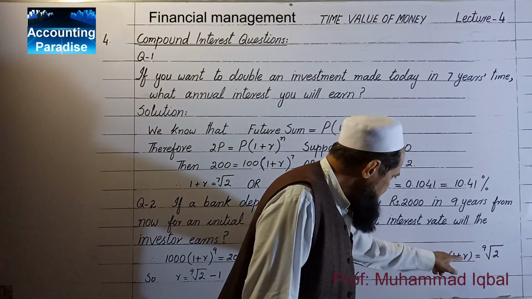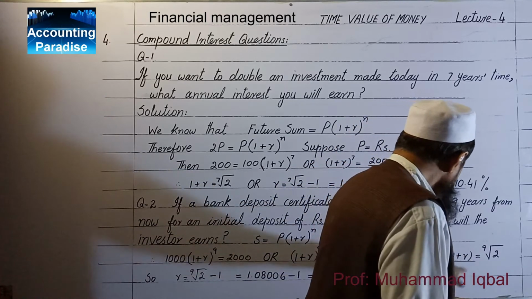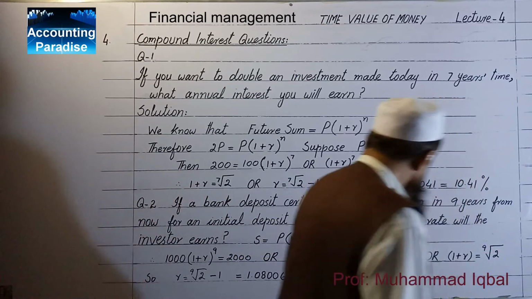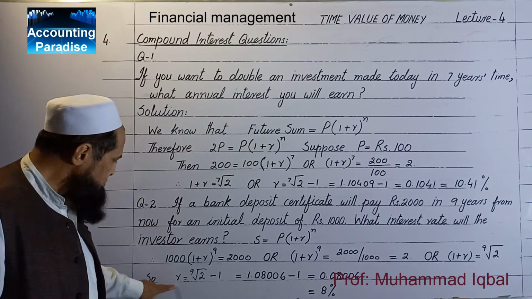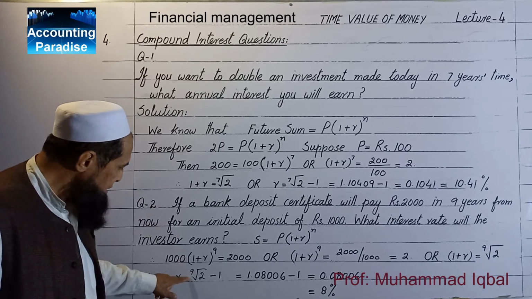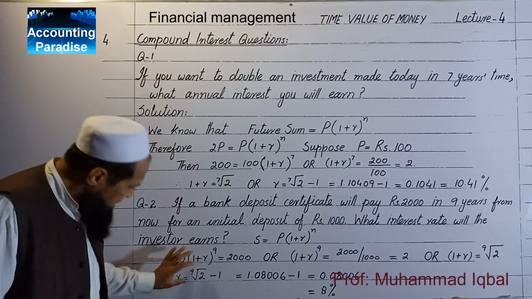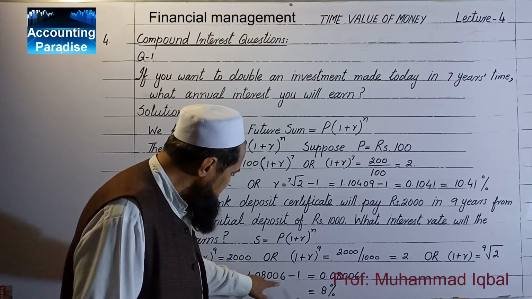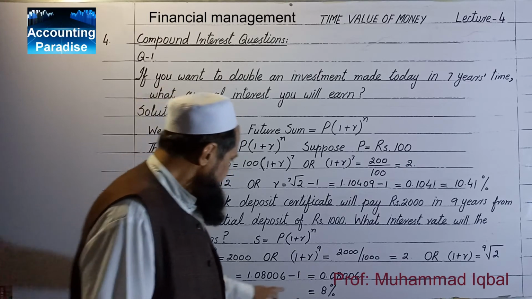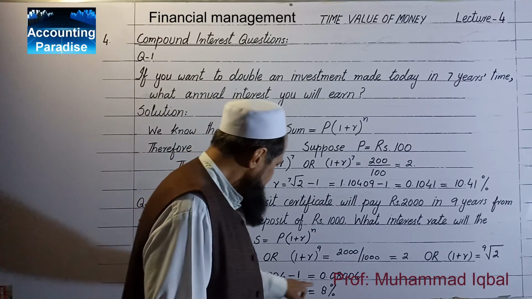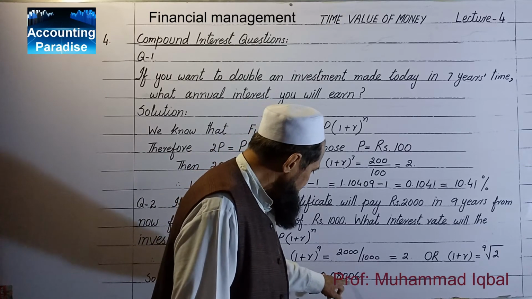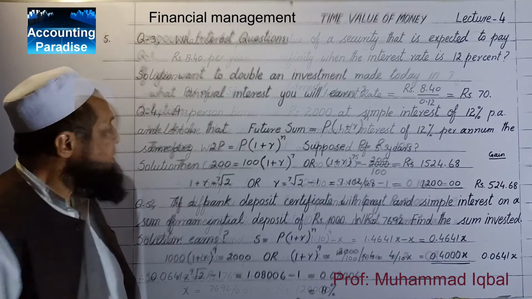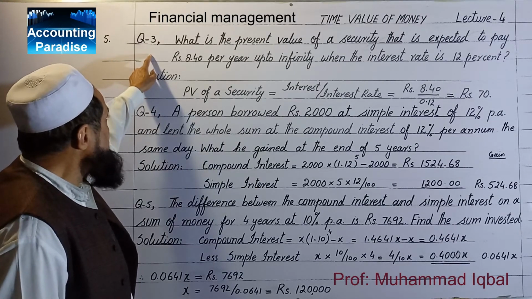Or 1 plus R is equal to the 9th root of 2. R is equal to the 9th root of 2 minus 1. When we calculated this amount, it comes to 1.08006 minus 1. When we deducted 1 from this, here is 0.08006, meaning about 8%. Here is question number 3 on compound interest.